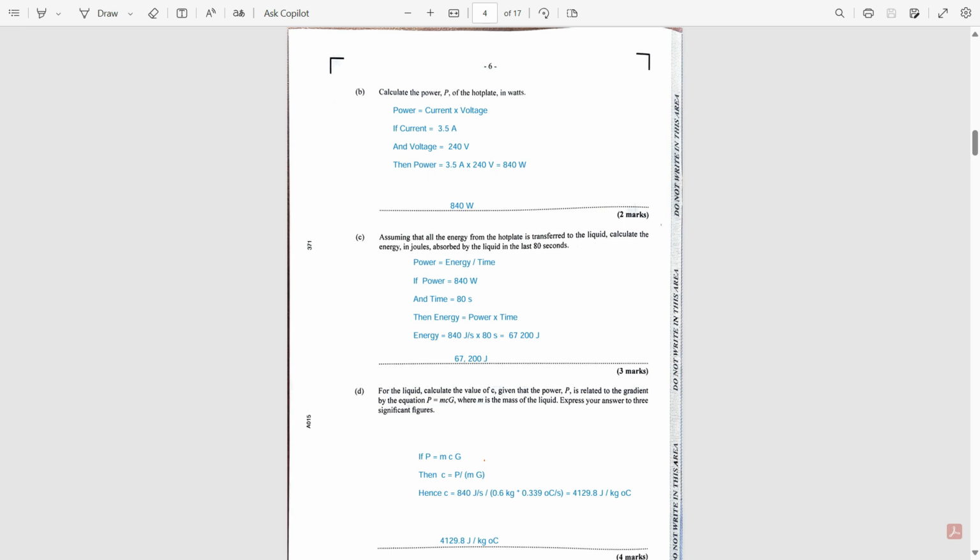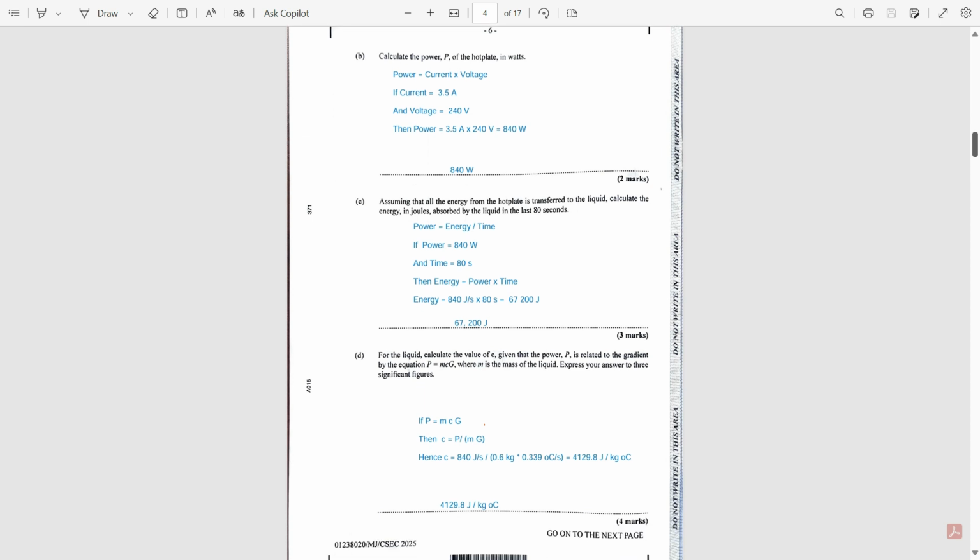Then assuming that all the energy from the hot plate is transferred to the liquid, you have to calculate the energy in joules absorbed by the liquid in the last 80 seconds. We get power is equal to energy over time. If power is 840 watts and the time is 80 seconds, then energy is equal to power times time, and so we multiply the 840 by 80 to get 67,200 joules.